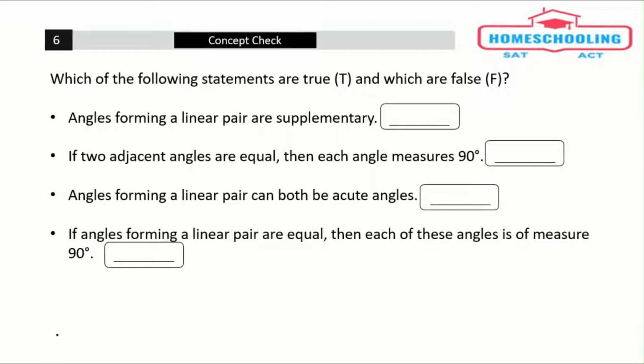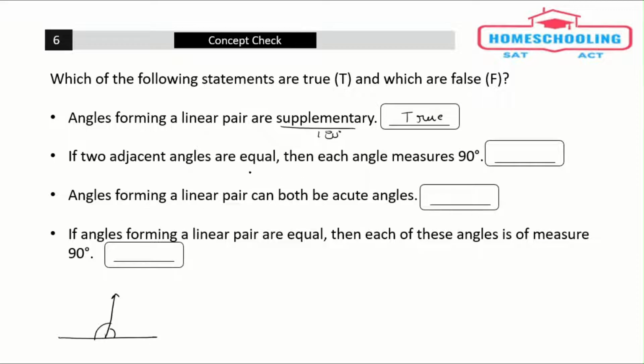So what is a linear pair? If there is a line and there is a ray going through it, then these two angles sum to 180 degrees, so that is supplementary. So yes, the statement is true.